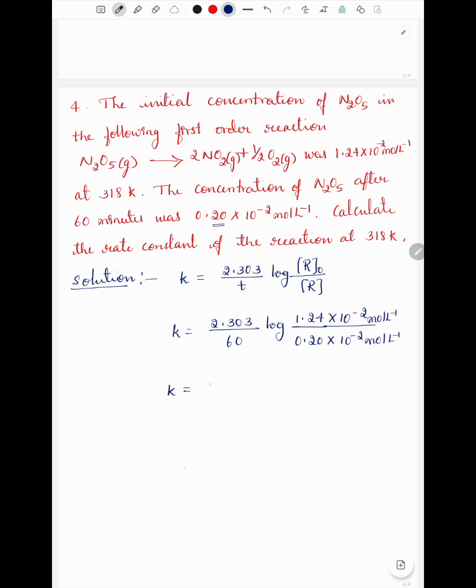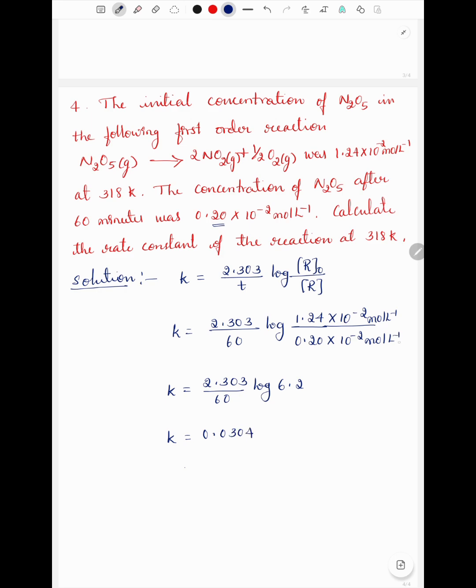Now, during calculation, K equals 2.303 divided by 60 log, 10 power minus 2 cancelled, 1.24 divided by 0.20, we get 6.2. K equals 2.303 divided by 60, log 6.2. Log 6.2 should be calculated by using a log book, or another method of calculating log, by using a calculator. In order to understand how to do log calculation by using a calculator, please do watch my previous videos. Okay. Now after calculation, we get the value of K to be 0.0304.